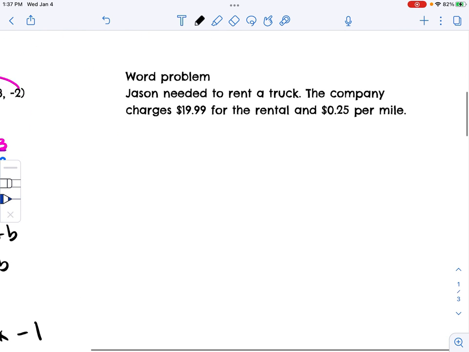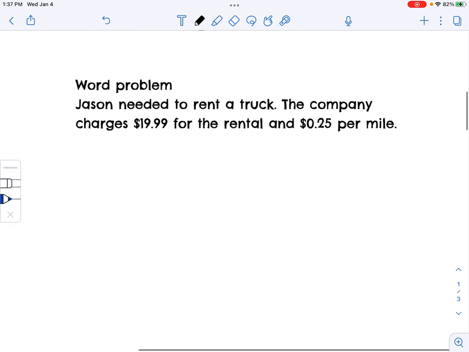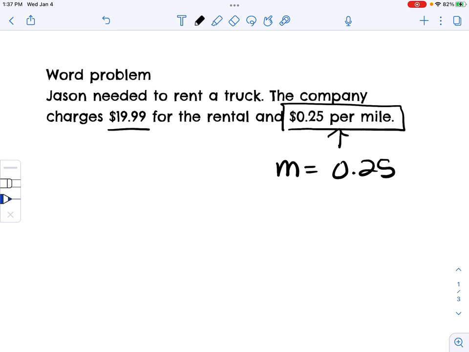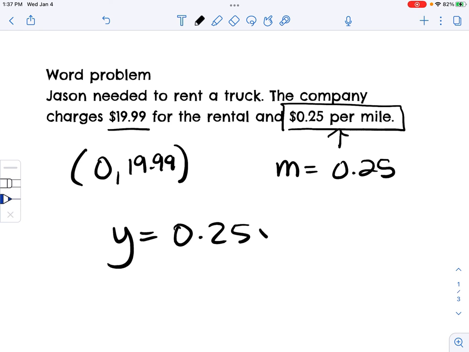And last but certainly not least, Jason needs to rent a truck. The company charges $19.99 for the rental and 25 cents per mile. The fact that this says a per in there, that is automatically my slope. And my y-intercept is going to be how much they charge no matter what, without even going a mile. So then I write my equation, y equals 0.25x plus $19.99.